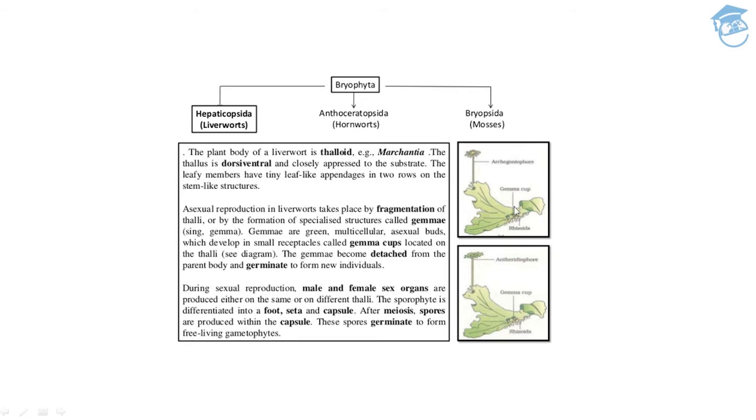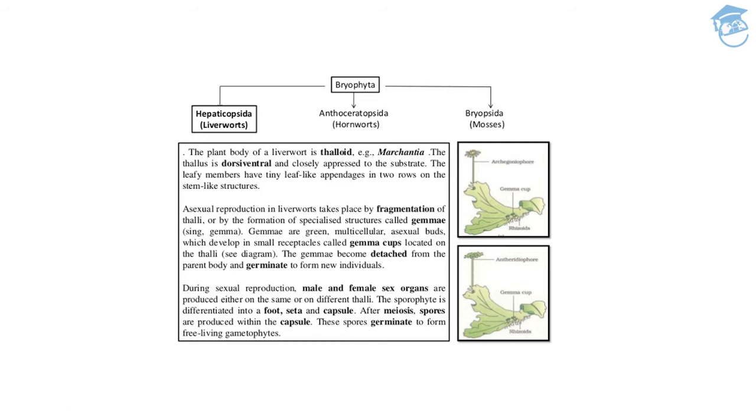See, this is the gemma cup. The gemmae are green, multicellular, asexual buds which develop in small receptacles located on the thalli. The gemmae become detached from the parent body and germinate to form new individuals. During sexual reproduction, male and female sex organs are produced either on the same or different thallus. The sporophyte is differentiated into foot, seta, and capsule. After meiosis, spores are produced within the capsule. These spores germinate to form another free living gametophyte.